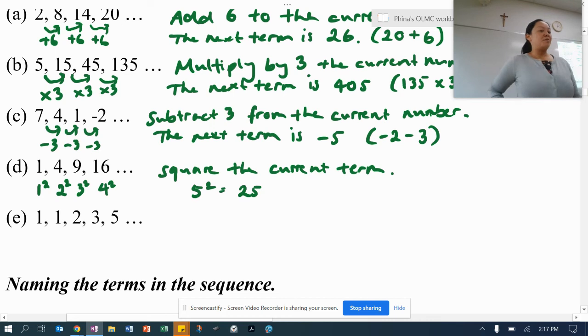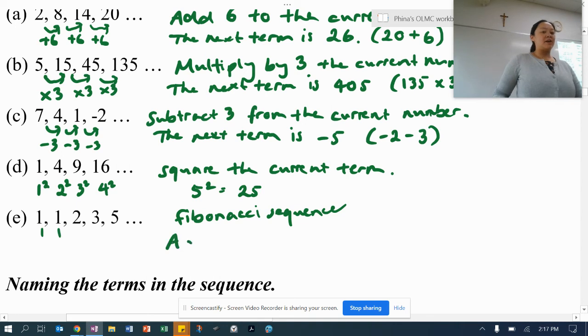And then the last one is a special one, which you probably won't see again this year, but you might see it next year. This one's called the Fibonacci sequence. So what we do is we actually add the 2 previous terms together.